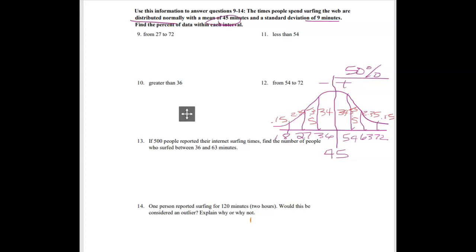Let's look. All right, from 27 to 72. So here's 27 to 72 goes right here. So you're just going to add up all those percents. So I'll just write it here once. 13.5 plus 34, 34, 13.5, and then our last one is 2.35. So 97.35%.